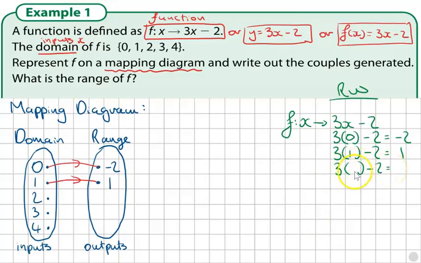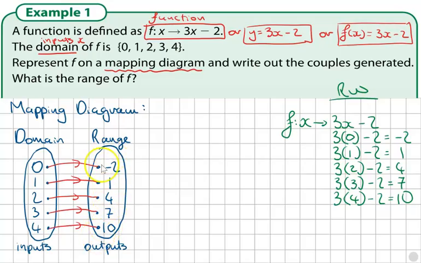We write out our function again, swapping our letter for brackets, and now we input 2. And 3 times 2 minus 2 is 4, so 4 goes into our range, and we map 2 to 4. So we write out our function again, swapping our x for brackets, we input 3 into the brackets. 3 times 3 is 9, minus 2 is 7, so 7 is drawn into the range, and then we map 3 to 7. And finally, we write out our function again, swapping the x for brackets. We're inputting 4 this time. So 3 times 4 is 12, minus 2 is 10. So 10 goes into the range, and 4 maps to 10.